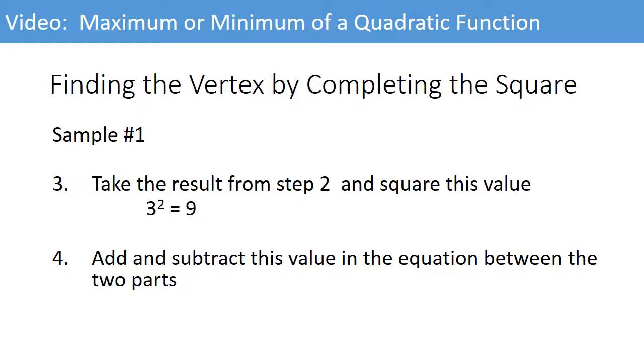Number 4. Add and subtract this value in the equation between the two parts. Remember, you can never change the value of an equation. So if you do it to the right, you do it to the left. If you add, you also have to subtract. And that is why we need to add plus 9, the answer from step 3, and subtract 9. So we're not changing the value of the equation.